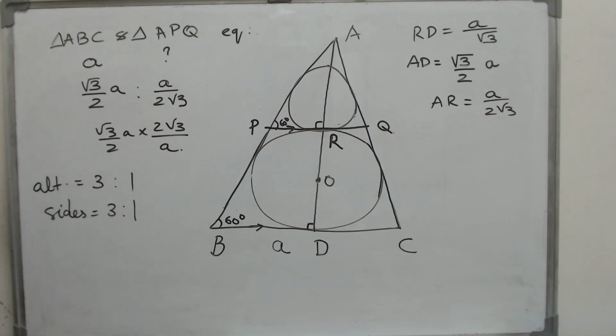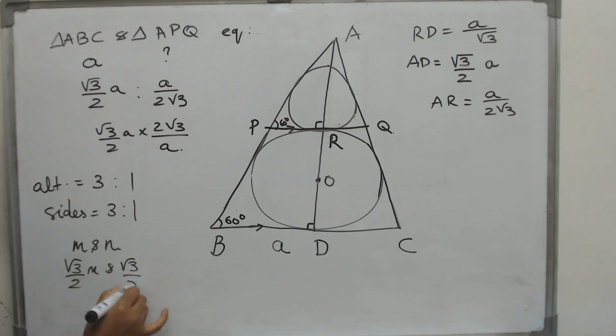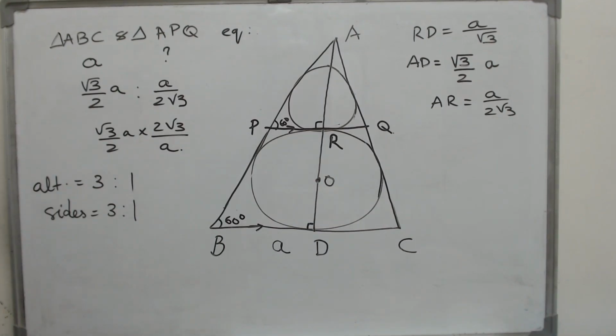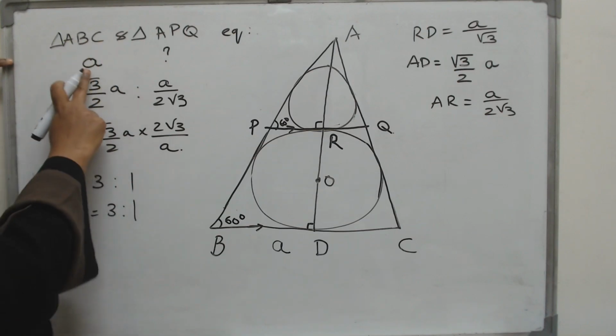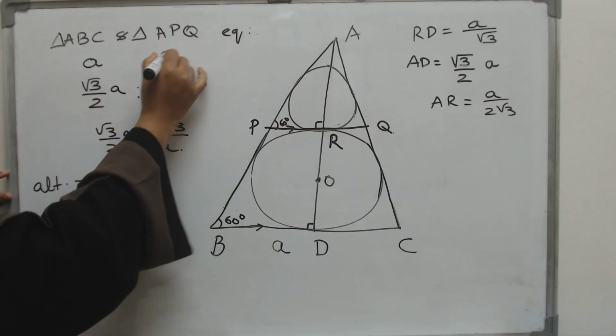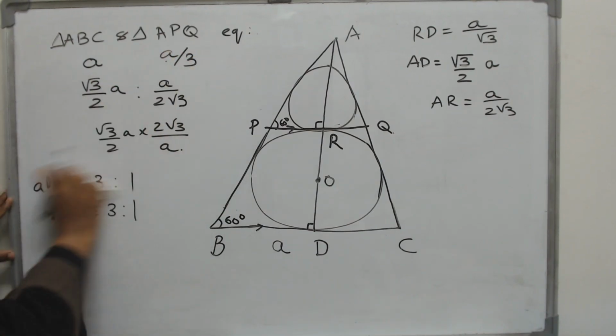Can you tell me why that is? If you have two equilateral triangles of sides of measure m and n, their altitudes will look like this. So you can see that the ratio of the altitudes is also m:n. The sides are also m:n. So whatever is the altitude ratio, that is going to be the side ratio as well. The bigger triangle has sides of measure a. That means the smaller triangle is going to have sides of measure a by 3.